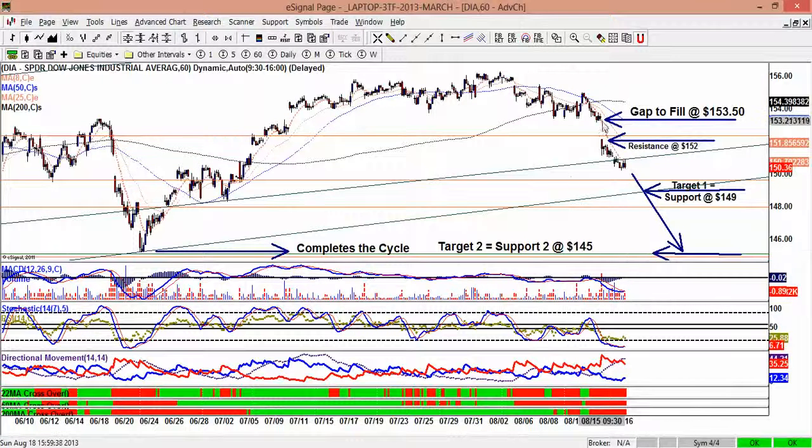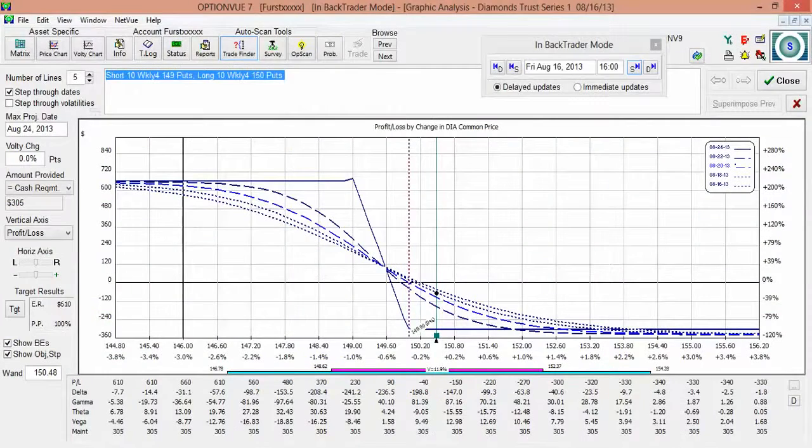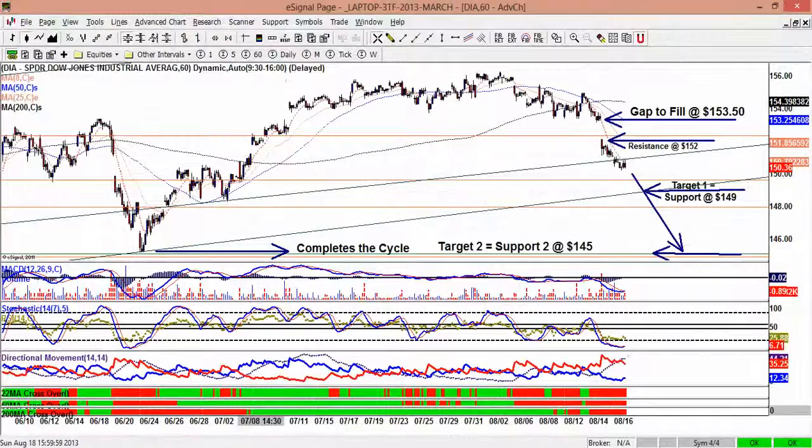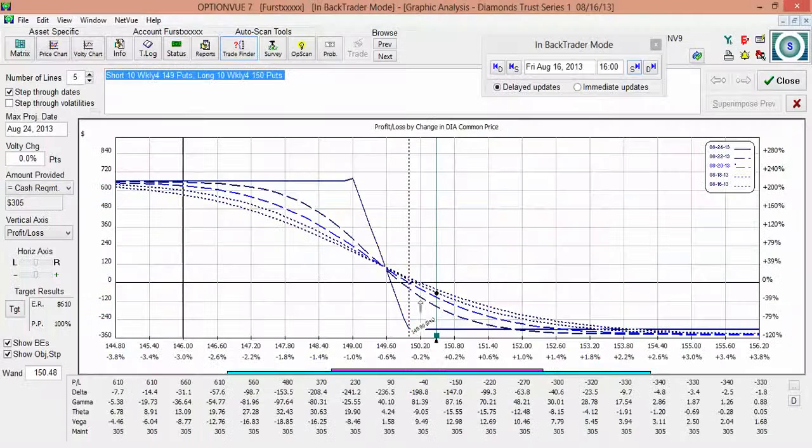On the upside, we do have a gap to fill at 153.50. So we have upper resistance at 152. If the markets really want to bounce and go back up, we could see this gap filled at 153.50. So let's take a look at this option trade. My first target is 149 and then 145, and the markets have been moving a little bit faster lately.